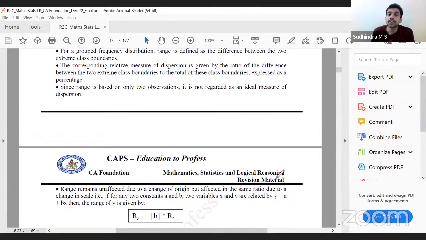Therefore, if they have given us range of X, and if they have given us Y is equal to A plus B into X, range of Y will be equal to modulus of B into range of X. Range of Y is equal to modulus of B into range of X. Again, these are important. Can be asked.